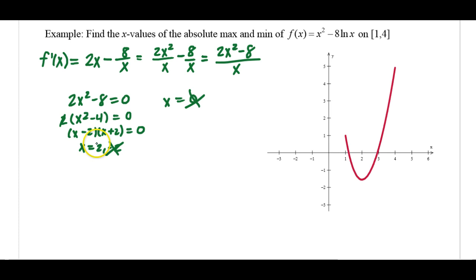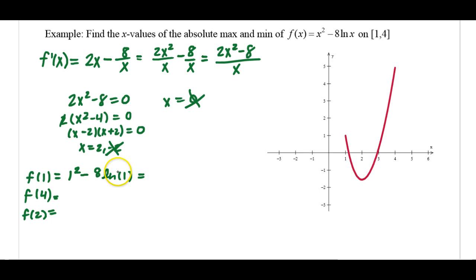So only negative 2 is. So my next step is to substitute in the endpoints 1 and 4 and the critical point 2 into my original function. So I have f of 1, f of 4, and f of 2 to find. Now f of 1 is a value I can find by hand, so I'm going to do that one by hand. I have 1 squared minus 8 natural log 1.